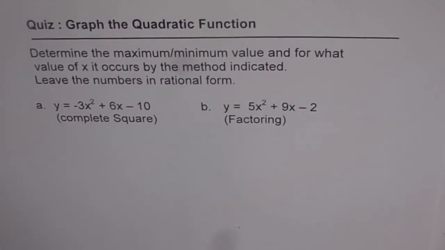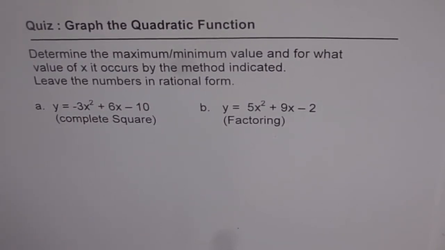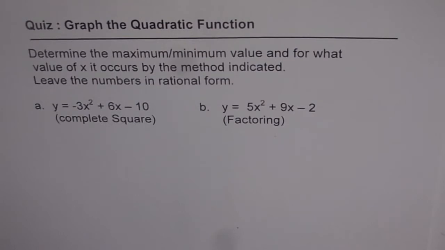Here is question number 11, and with this we'll review how to find the vertex or maximum or minimum value of a given function in standard form. The question here is, determine the maximum or minimum value and for what value of x it occurs by the method indicated. Leave the numbers in rational form.